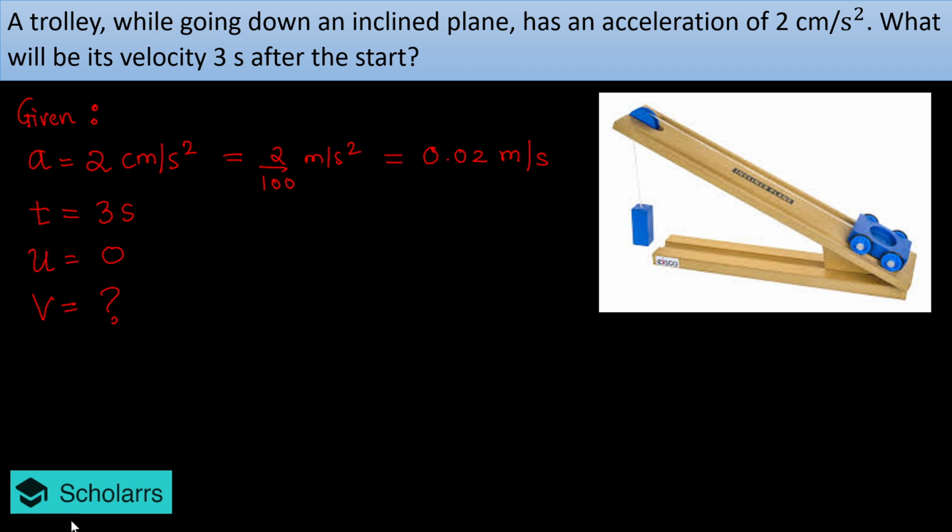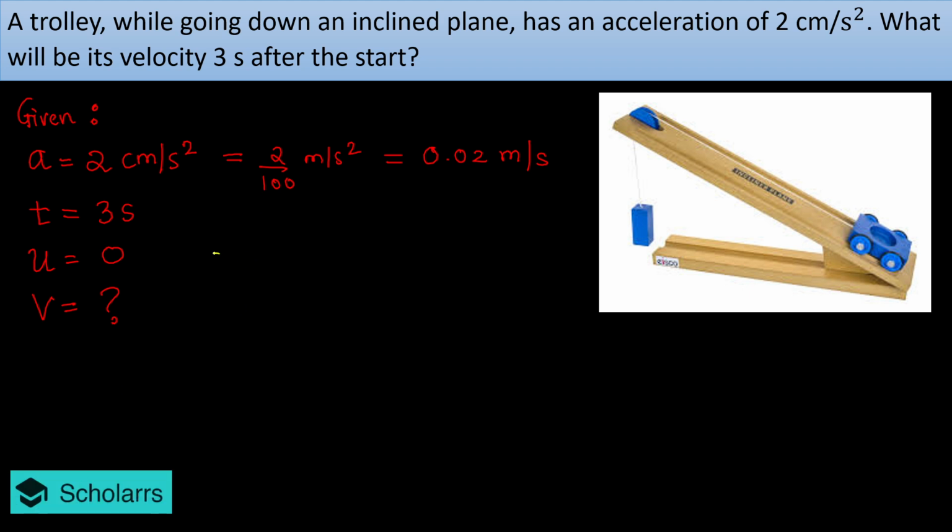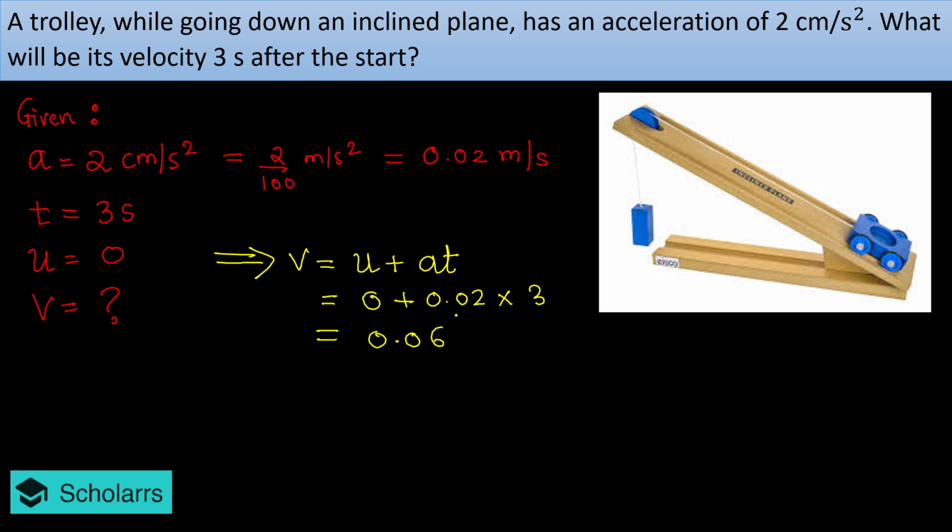Now how to solve these kinds of sums? Very simple. You need to go with kinematical equations, right? So can I say the final velocity, we can find with the help of initial velocity plus acceleration into time. What is initial velocity? It is nothing but zero, right? Acceleration is 0.02 multiplied by time. 3 twos are 6, so this will become 0.06. Since it's a velocity, the unit will be meter per second.